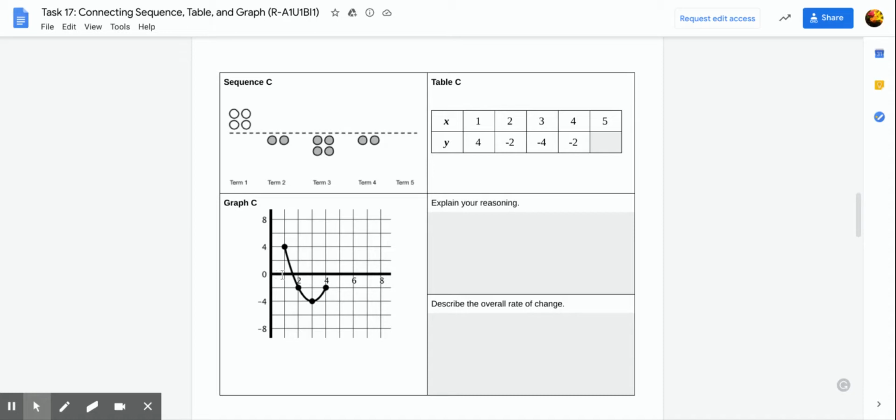Here you can see at term 1 there were 4 circles. At term 3 there were -4 circles. Can you continue the picture and draw on the graph how many circles at term 5? Can you explain your reasoning? How did you find the number of circles at term 5? Can you describe the overall rate of change?